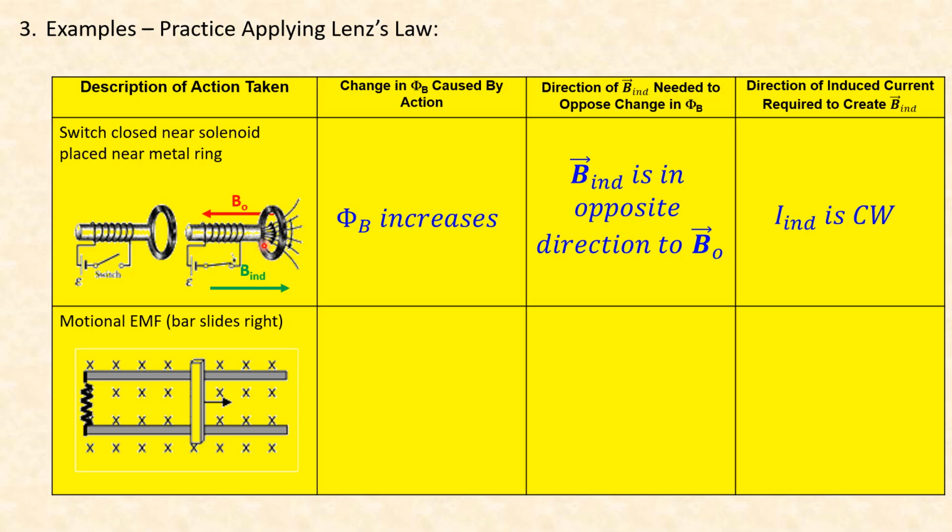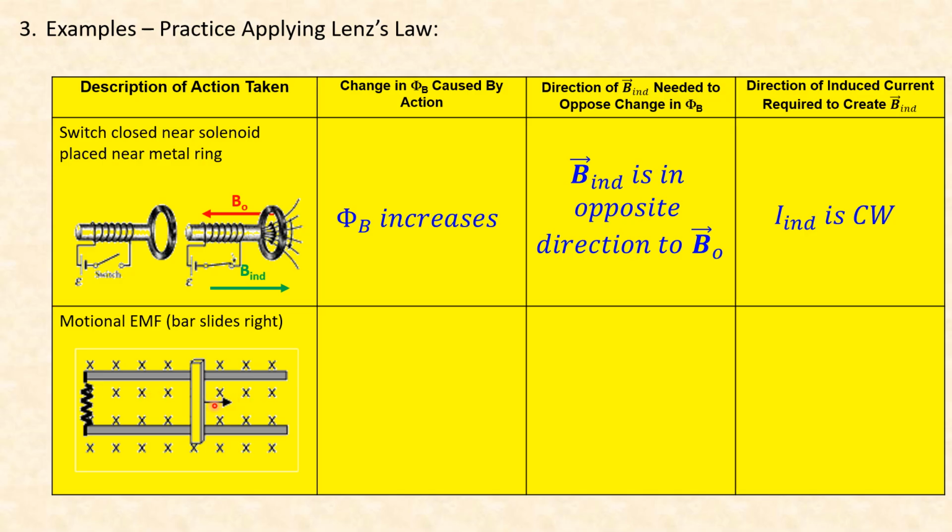So in our last example, we return to the case of the motional EMF, where we have these two conducting rails, a resistor on one end, and a metallic bar which is free to slide on the other end, so that we have a complete circuit. You will see here that this arrangement exists in a uniform magnetic field that is directed inwards into the plane of the paper, into the computer screen that you're looking at.